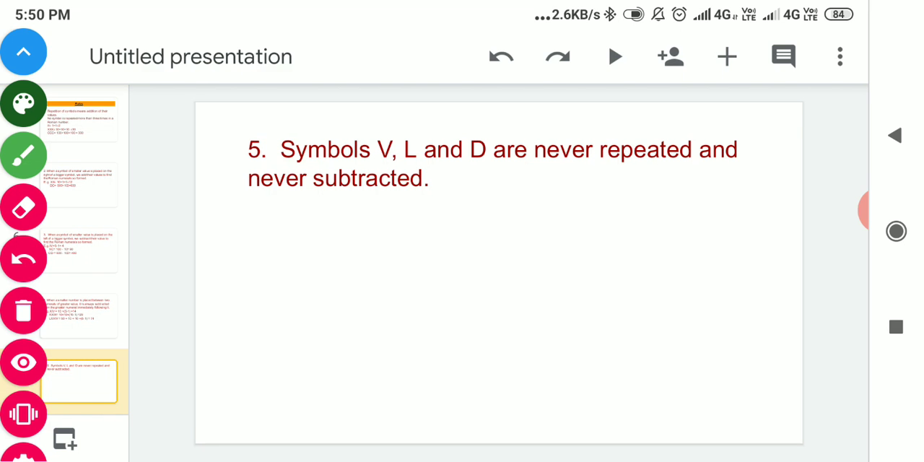So I hope you all understood these 5 rules. So with the help of these 5 rules, solve exercise 2. This is your homework. Do it with the help of these 5 rules.